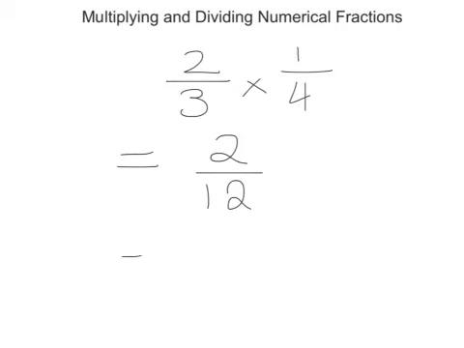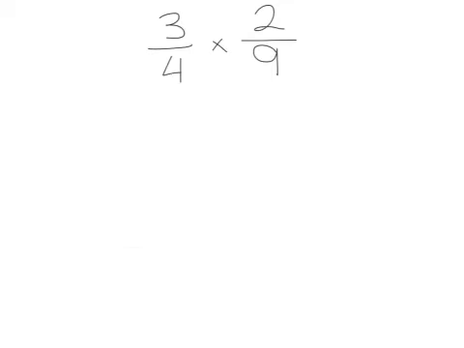Okay, and the answer has come out at 2 over 12, but we know from previously that any fraction that can be simplified should be done so. This answer is actually 1/6. Okay, I'm going to show you now how to simplify the fractions before you even begin the multiplication to make it as easy as possible for you.